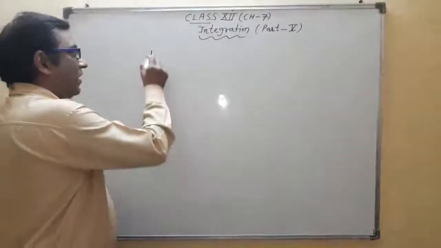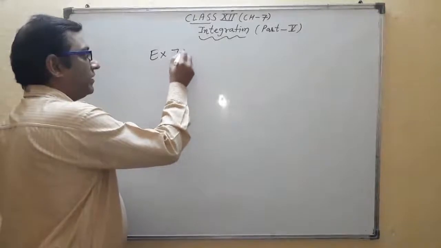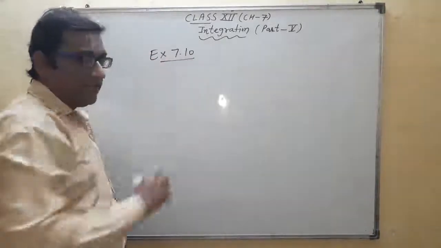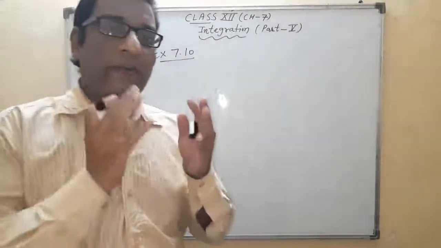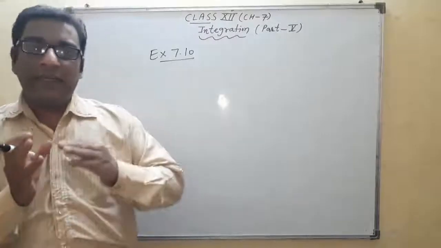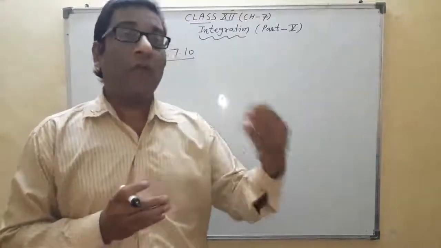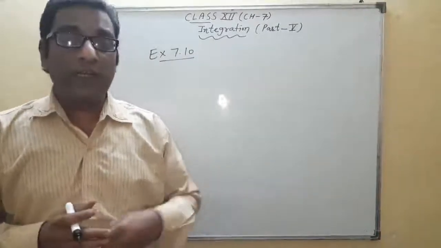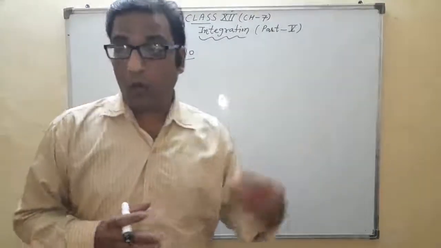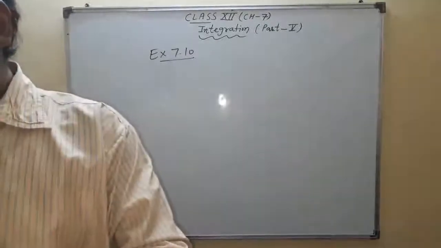So I am continuing with exercise 7.10. Basically this exercise 7.10 is related with integration by substitution. Whenever a limit is given to us, whenever lower limit and upper limit both are given to us, then how will we solve such type of question?